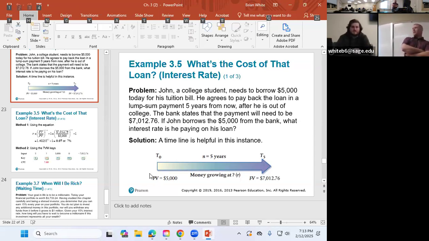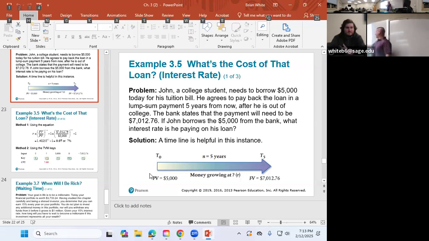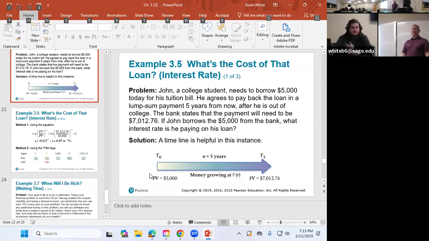Interest, should be about 7.00. My calculator is set to 8 decimals, so it's 7.0023. 7% is what we get. 7% paying back over 5 years on $5,000, that loan is costing you $2,012. That's a lot when you're a college student. And that's only on $5,000.